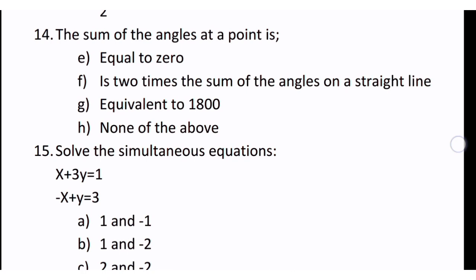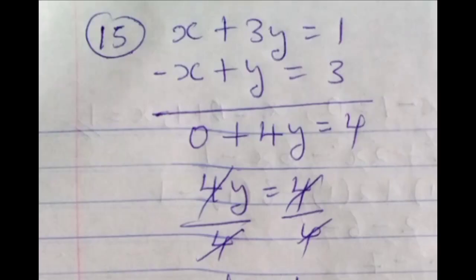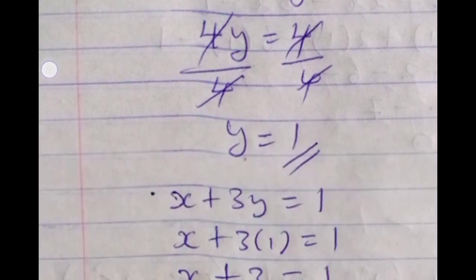Then solve the simultaneous equation x plus 3y equals 1, and minus x plus y equals 3. So this is a simultaneous equation. The best way to solve it is using what we call the elimination method. In the elimination method, the goal is to let one value be 0 while the other one remains. If you see that x and minus x are already there, we can eliminate them to be 0, while 3y plus y will give us 4y. Then we have 1 plus 3, which gives us 4. So 4y, when you divide by 4, you have your answer to be 1.